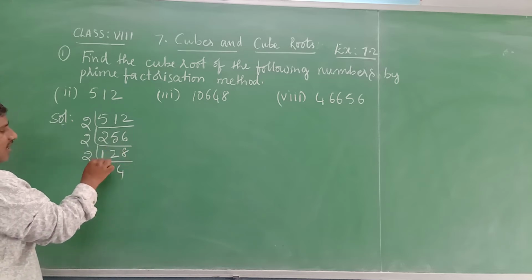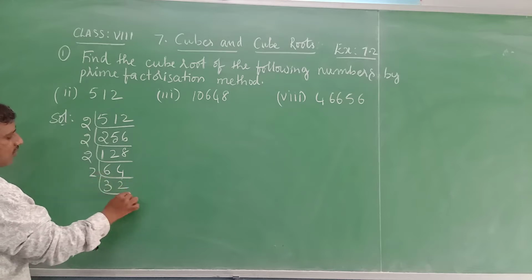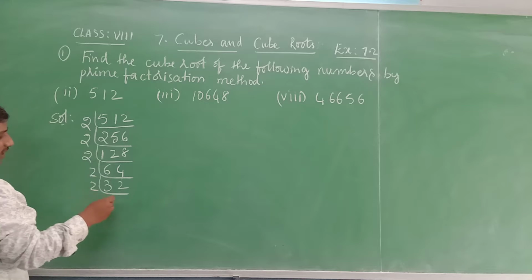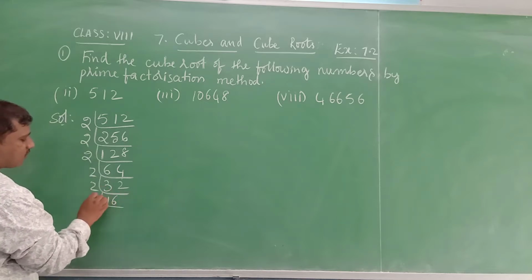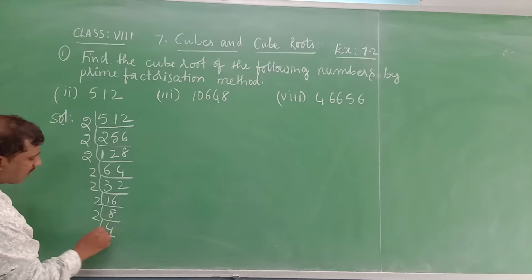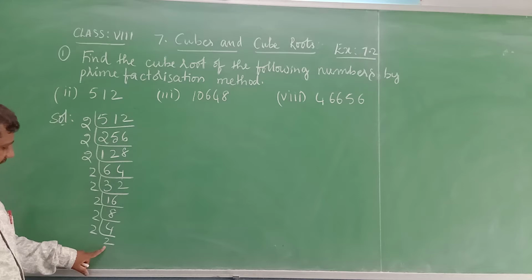Again with 2. 2 6s are 12. 2 4s are 8. 2 3s are 6. 2 2s are 4. 2 1s are 2. 3 minus 2 it is 1. Bring 2, 12. 2 6s are 12. Now 2 8s are 16. 2 4s are 8. 2 2s are 4. So the last number which we got is 2, which is a prime number.